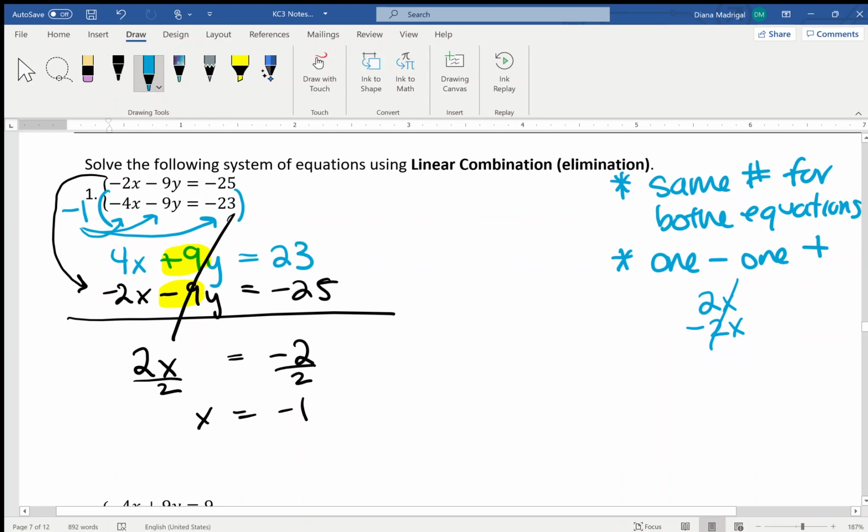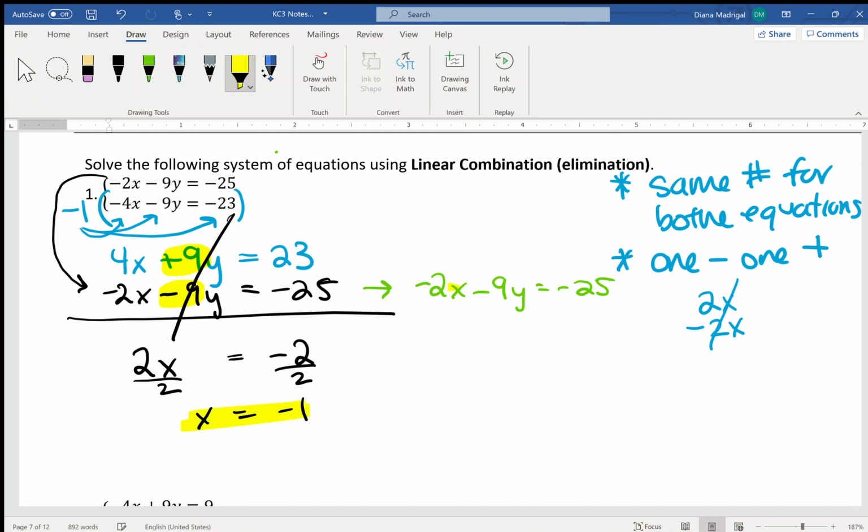So all you're going to do now is plug in the value of x for one of the equations, okay? I'm going to work with this equation. I have -2x minus 9y equals -25. And again, it doesn't matter which equation you use. What are you going to use? Plug in the value of x for x, okay?